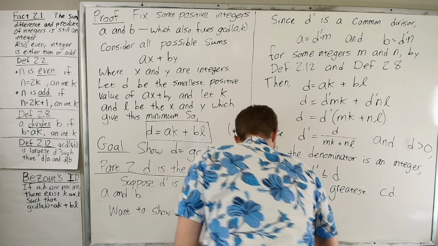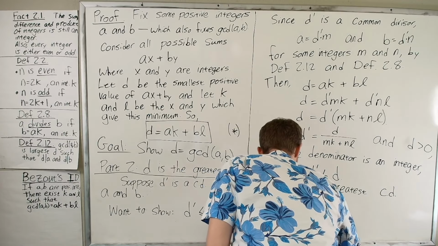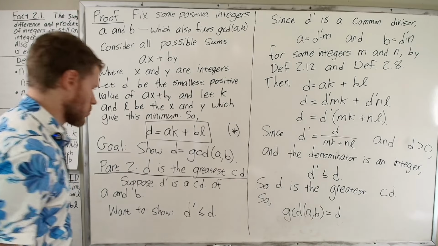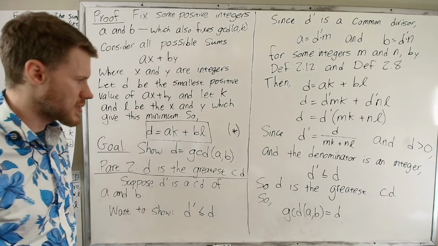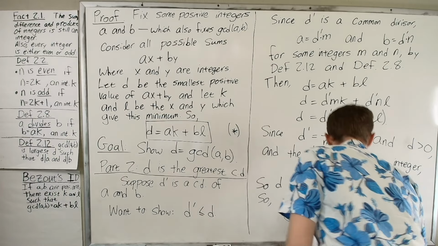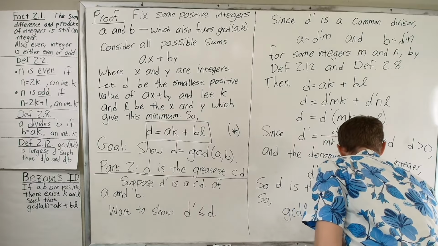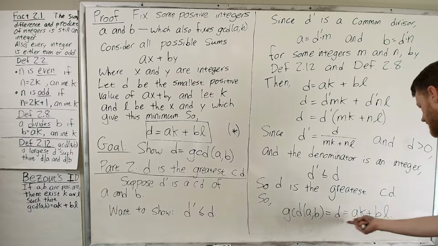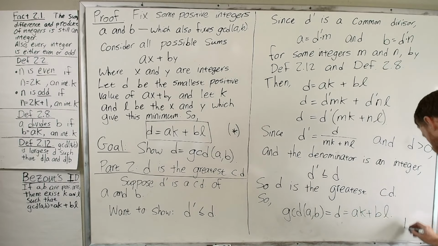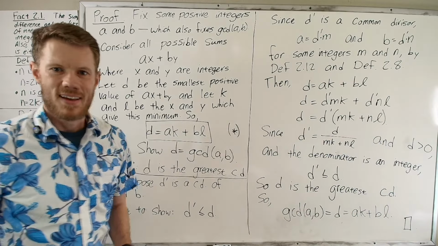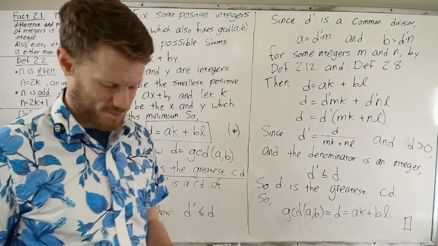So the GCD of a and b is equal to d. That's what we just showed in 2 steps. And we knew earlier that it was equal to ak plus bl. So the GCD of a and b does indeed equal ak plus bl. That's what we wanted to show in the proof. So we are done.